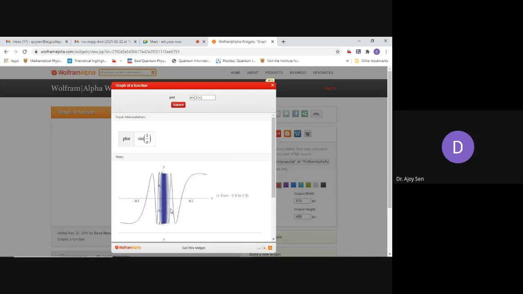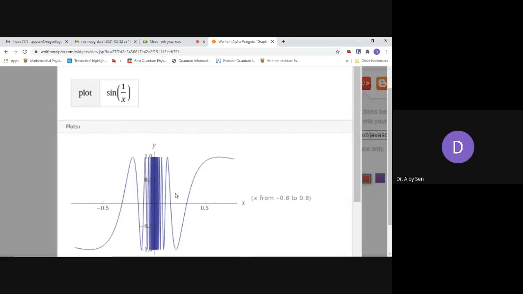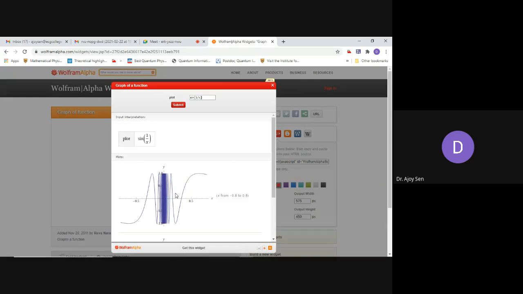So you see, this is the graph of sine 1 by x. Whenever x is approaching 0, the oscillation of sine 1 by x increases. So it is oscillating more and more. That's why this looks like a band, but it's not exactly a band. If I could zoom it, but it's not possible to zoom from here. For zooming, you need to install the software and then you can zoom, but in this web version you can't zoom.